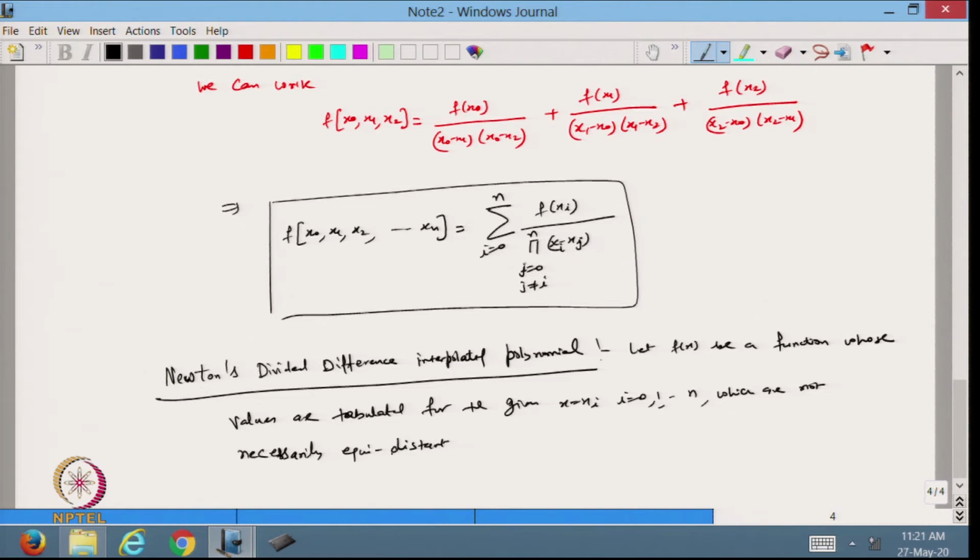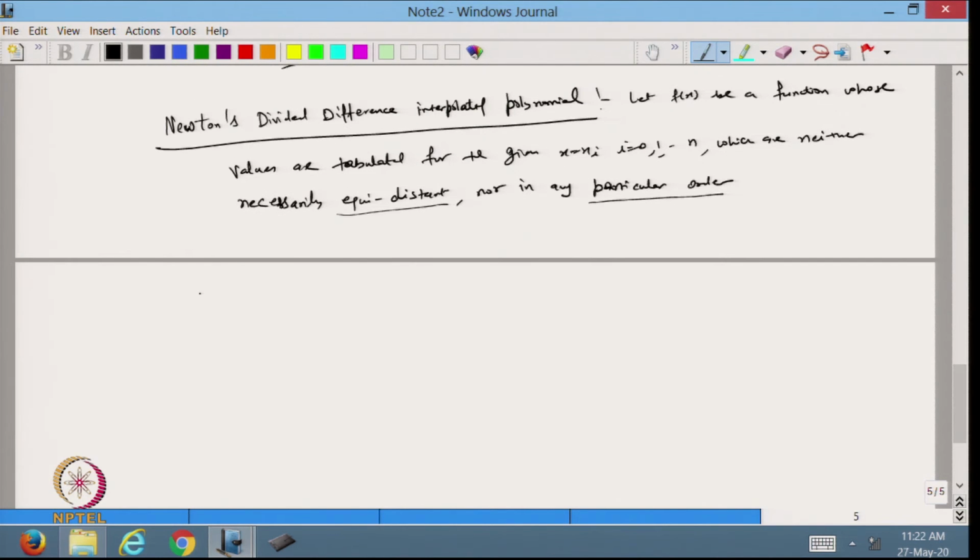So, which are neither necessary, should I write here, neither necessarily equidistant nor in any order. So, this is not necessary in any particular order. So, no ordering is given to me and they are not also equidistant. So, in that case what do we do? So, we put them in order.